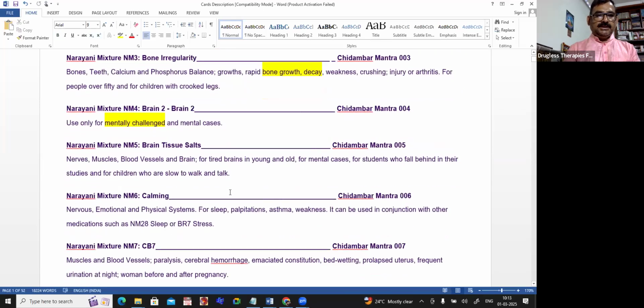Next, the brain tissue salt. Brain tissue salt is for what? It is a general tonic for brain issues or a tired brain, for students who fall behind in their studies, and children who are slow to walk and talk.